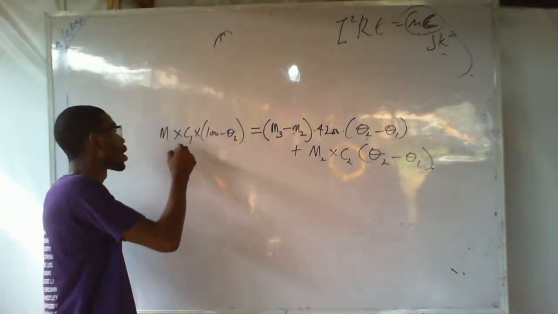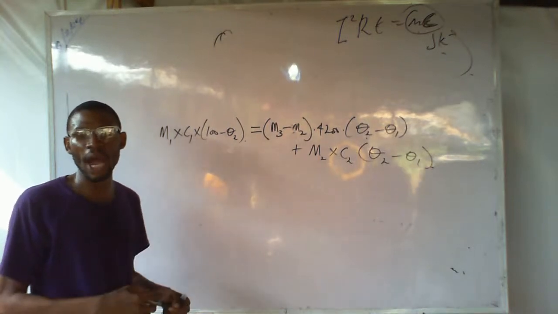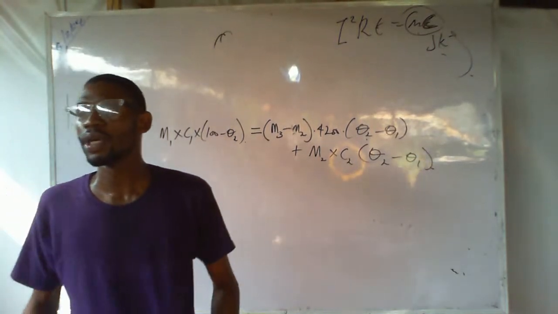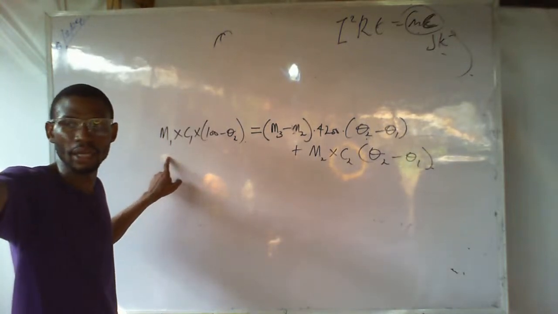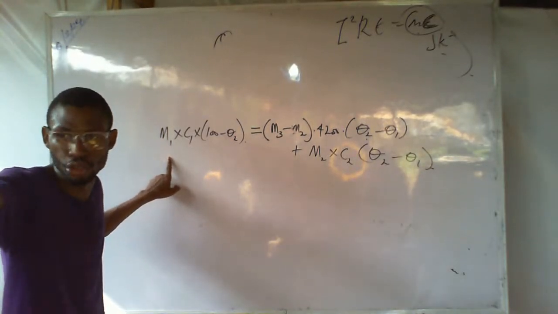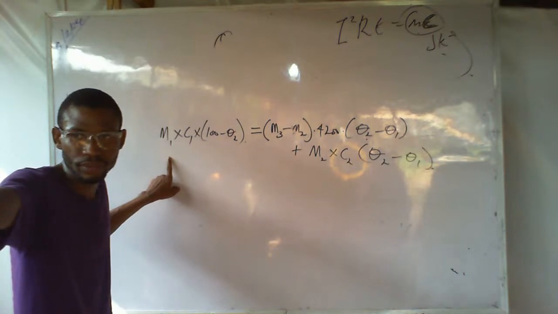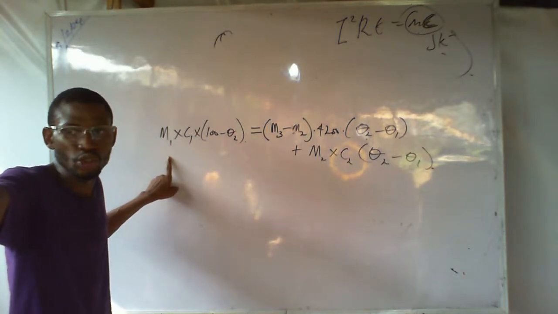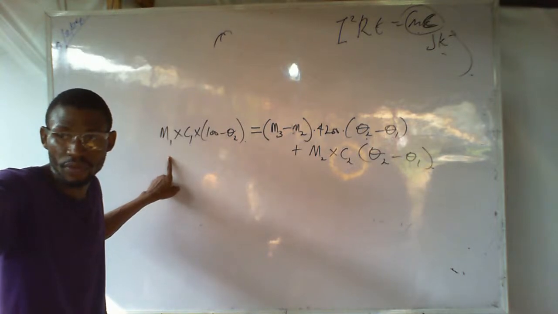I'm using the author's indication. That girl there, what is M1? You, I'm talking to you. Yes, what's M1? Don't do that. M1 is what? Mass of.